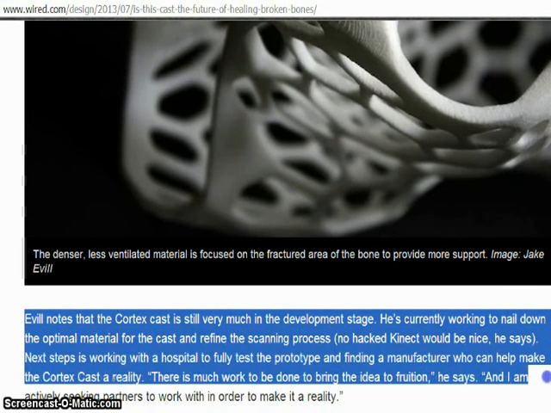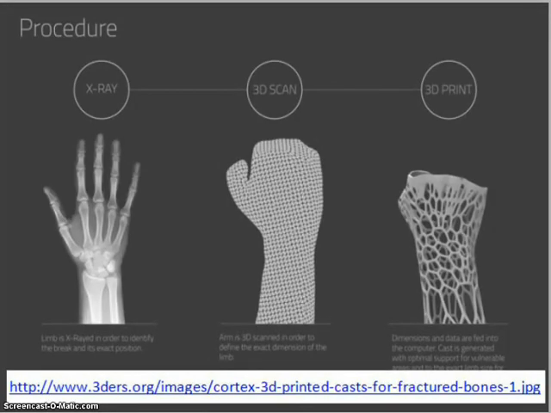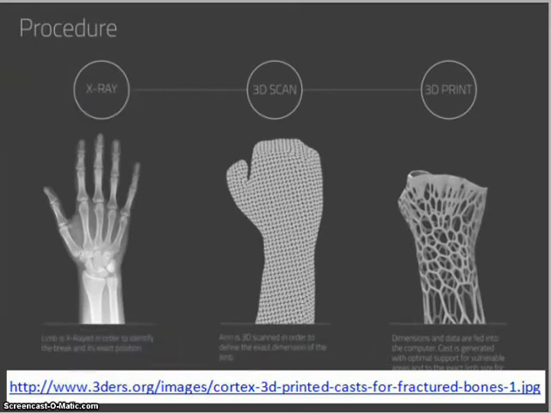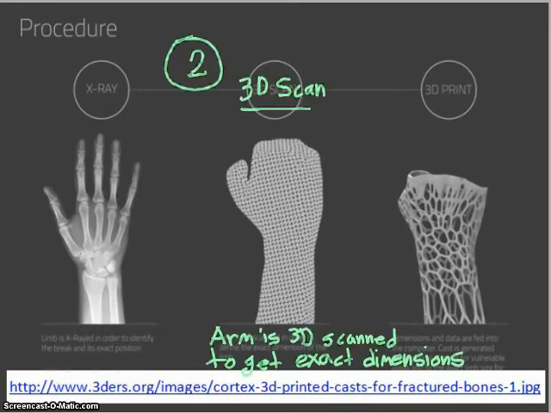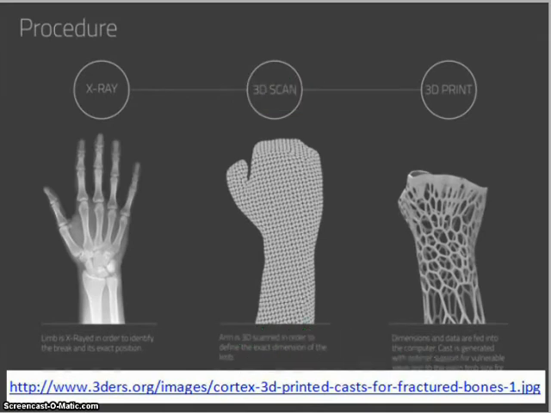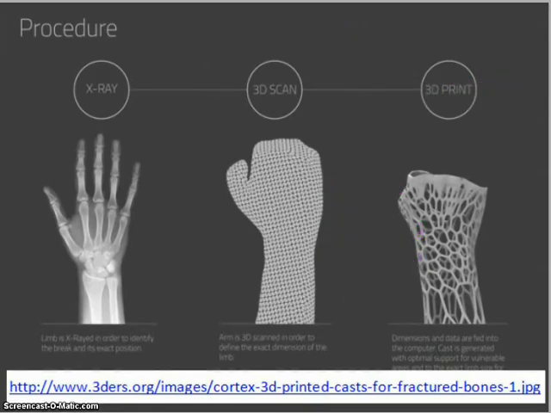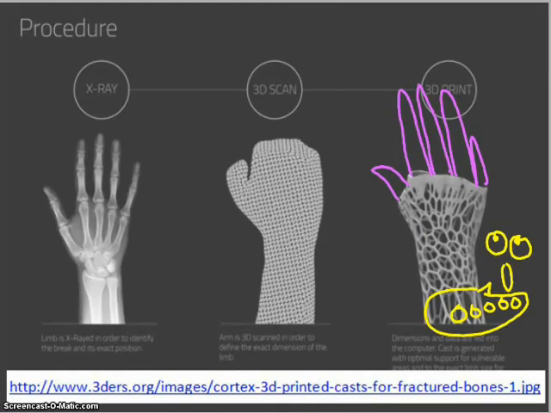There are 3 steps to creating a 3D printed cast. First, the limb is x-rayed in order to identify the break and its exact position. Next, there's a 3D scan in order to define the exact dimensions of the limb. Next is the 3D print itself. Dimensions and data are fed into the computer. A cast is generated with optimal support for vulnerable areas and to the exact limb size for a snug fit.